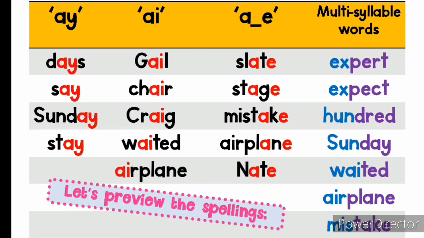Now let's go together. Let's say days. I can hear you say days. Say Sunday, stay. Gail, chair. Craig, waited. Airplane, slate. Now under the A separated E we have slate, stage, mistake, airplane, Nate. Now let's look at our multisyllable words. We have expert, expect, Sunday, waited, airplane, mistake.